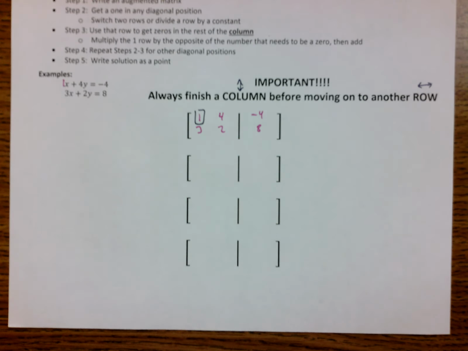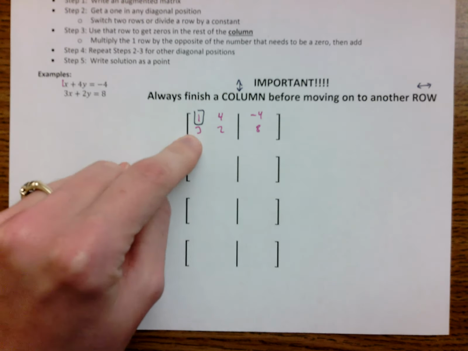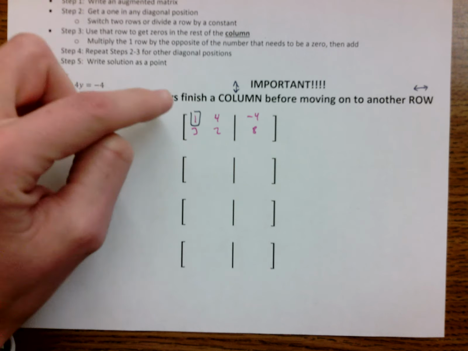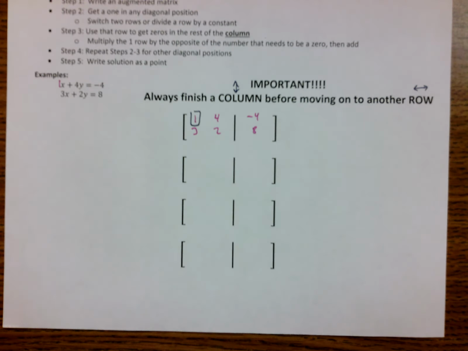All right, and the way that you're going to do that is you're going to multiply the first row by the opposite of the number that needs to become a 0 and then add. Okay, so the number that needs to become a 0 is the 3. So I'm going to multiply row 1 by -3, and then I'll add them together. Okay, just like you would with elimination.